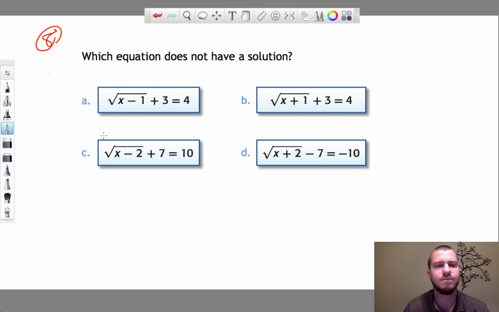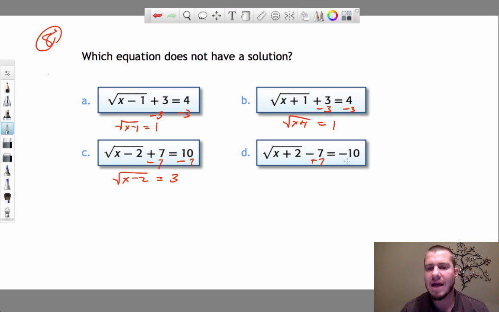So for example here, which equation does not have a solution? Well, if I isolate each radical, if I subtract 3 here, I get the square root of x minus 1 is equal to 1. On this one, if I subtract 3, I get the square root of x plus 1 is equal to 1. On this one, if I subtract 7, I get the square root of x minus 2 is equal to 3. And on this one, if I add 7, I get the square root of x plus 2 is equal to negative 3.